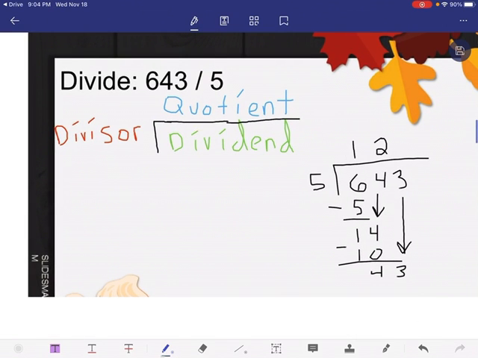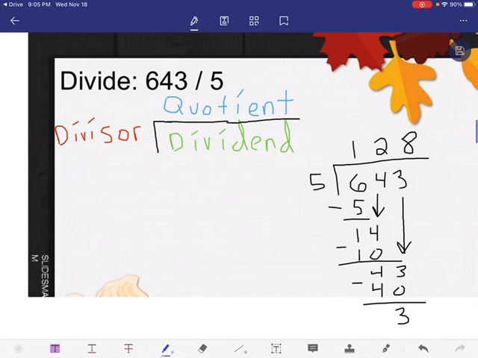And now we say, how many times does 5 go into 43? That's going to be 8. 8 times 5 gives us 40. We subtract and we get 3. 5 can't go into 3. So you have 2 options at this point.